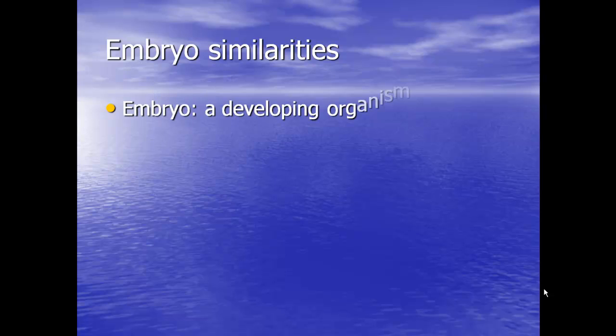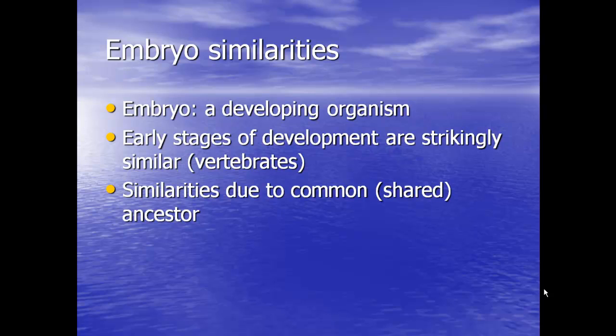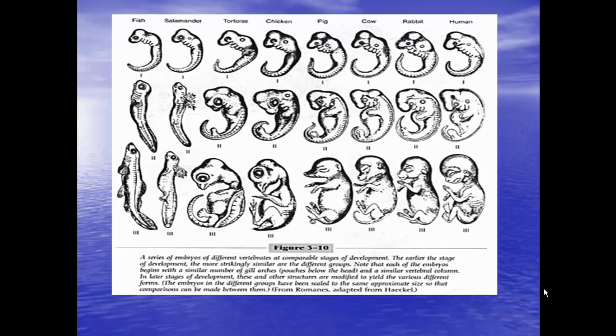Let's look at similarities between embryos. You might know that an embryo is a developing organism. And we're going to pay particularly close attention to vertebrate embryos because that's where most of the similarities occur. After that is when many differences start to show up. What's interesting about embryonic similarities is that the development tends to mirror the evolutionary changes that scientists believe that organisms went through as they did evolve. And again, these similarities tend to point toward common ancestors.